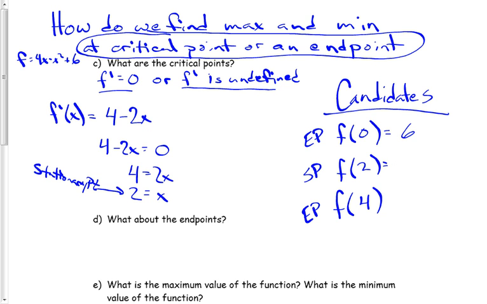F of 2 is 4 times 2 minus 2 squared plus 6. 8 minus 4 is 4. 4 plus 6 is 10. Is 6 the max? Sure isn't. Why? Because 10's bigger. I know I don't want to oversimplify it, but I also want to make sure that I hit it in full detail. F of 4. Well, that's 16 minus 16 plus 6, aka 6.